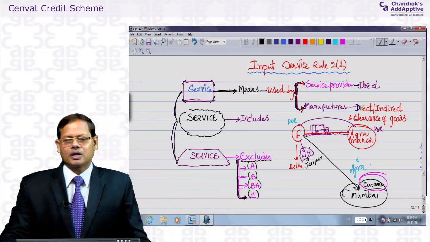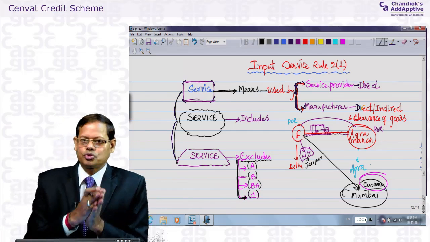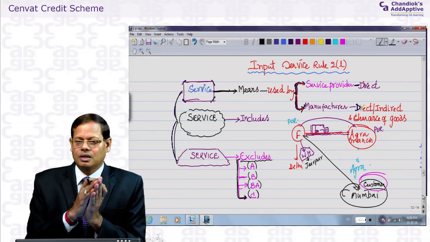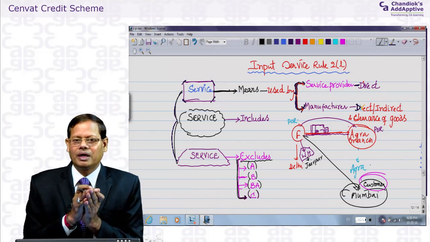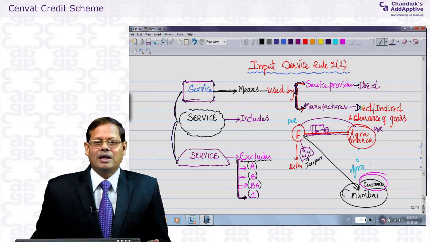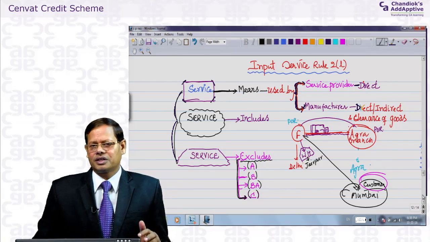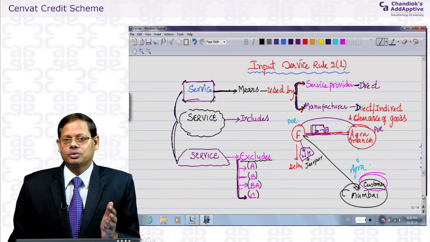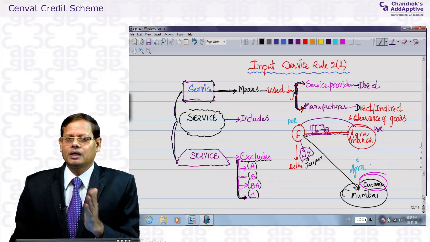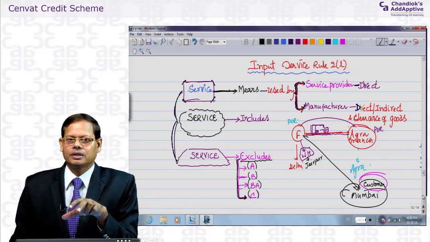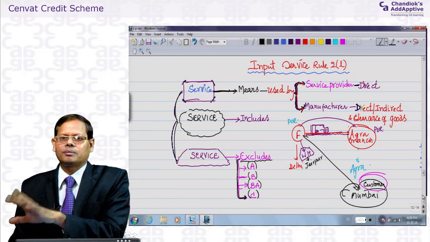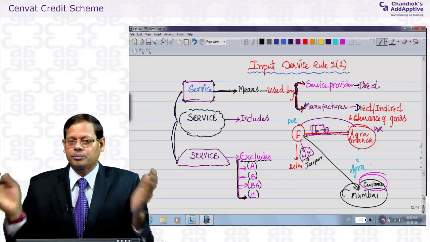So, first part, what is input service? Input service means service used by a service provider for providing output service, and service used by a manufacturer in the manufacture of final products, directly or indirectly, and also service used for clearing of final product from one place of removal to another place of removal. That is what it means, up to the place of removal.